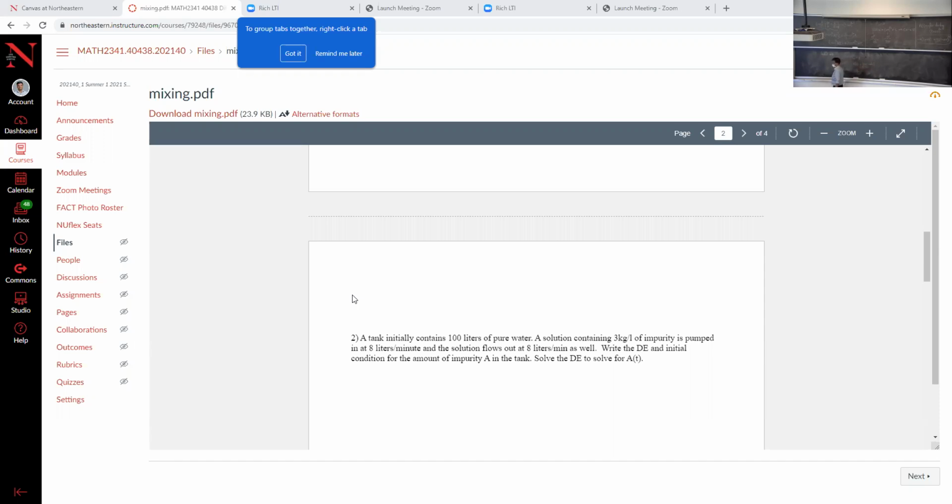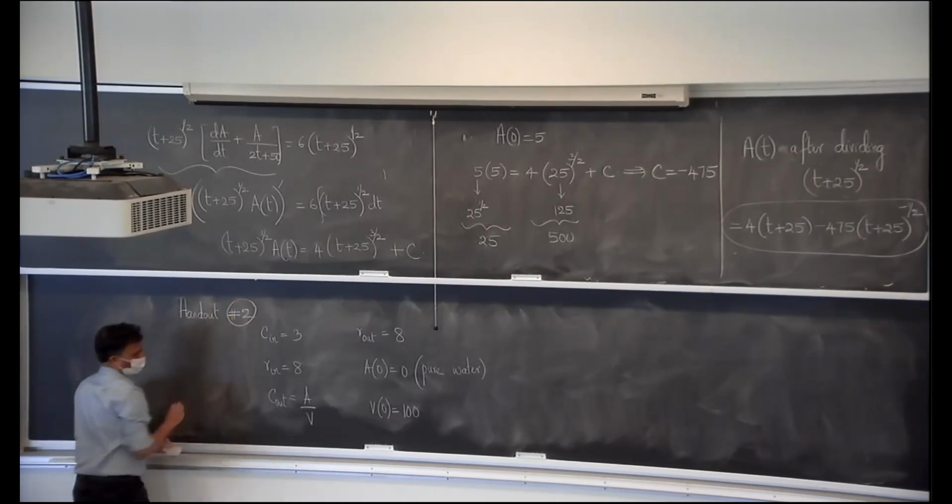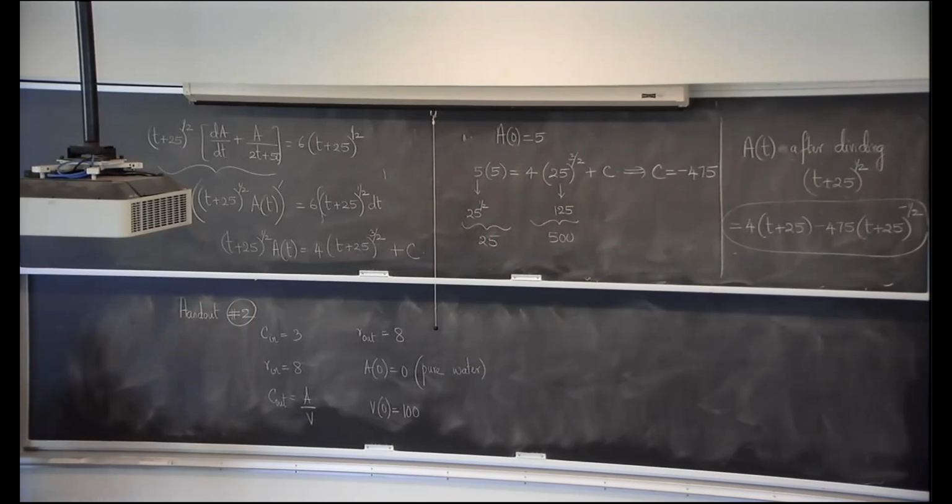That's why somebody says that you should always read the question. Okay, what about V of 0? 100. All right, let's get going then. We are doing problem number 2. Just go in that order, 1, 2, 3, 4.